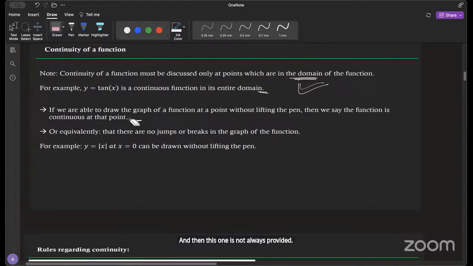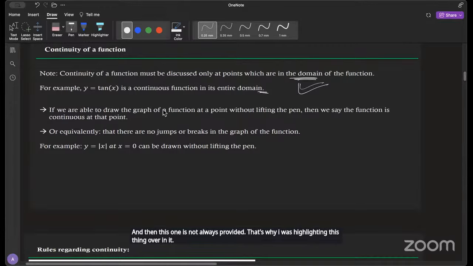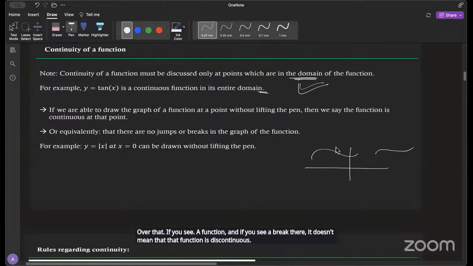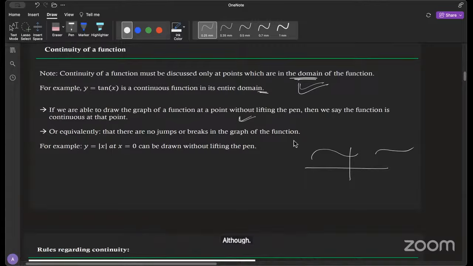That's why I was highlighting this thing over and over, that if you see a function and if you see a break there, it doesn't mean that the function is discontinuous. Although it's written here, and although that's how we see continuity in loose terms, that's not how it's defined.